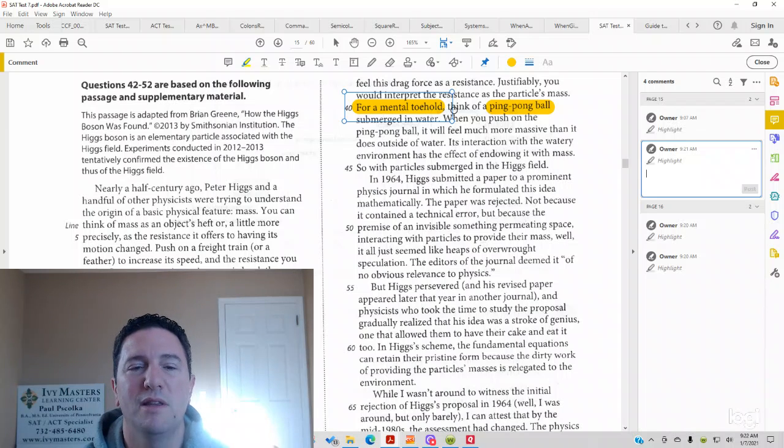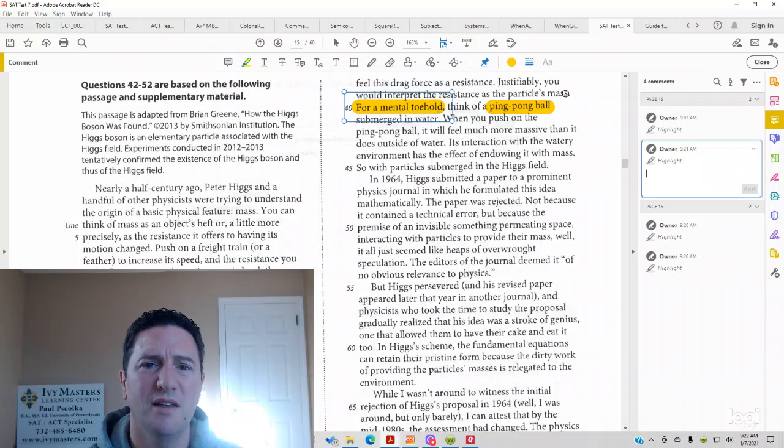So that's the point that he's making, that you would feel drag force as resistance because of the atmosphere where the object is, called the Higgs field. Justifiably, you would interpret this resistance as a particle's mass. So we think that it's mass, but according to Higgs, it's actually because of the environment. That's how the mathematical equations work out.